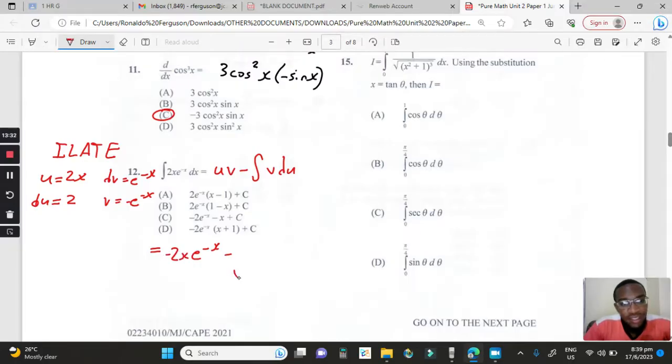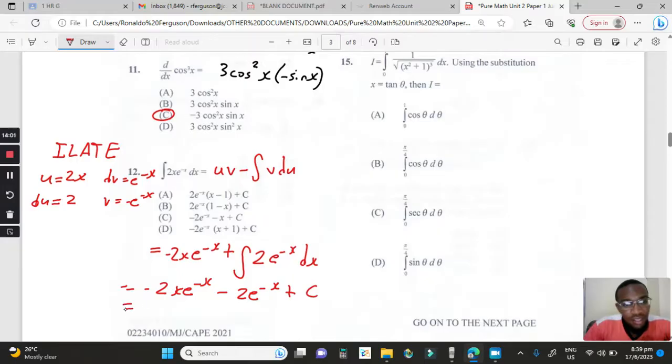uv minus the integral of v du, but negative and negative lets this become positive. This is now 2e to the minus x dx. That works out to be minus 2x e to the minus x. Integrate this. By the way, this is a plus sign. Write it better. Now when you integrate 2e to the minus x, what you get is minus 2e to the minus x plus your constant c.